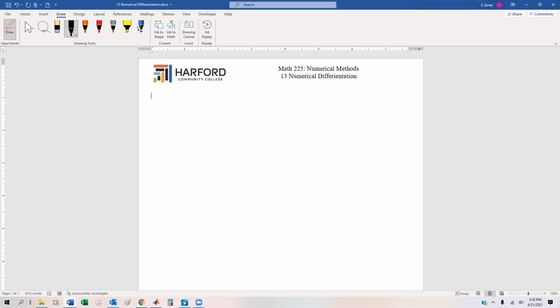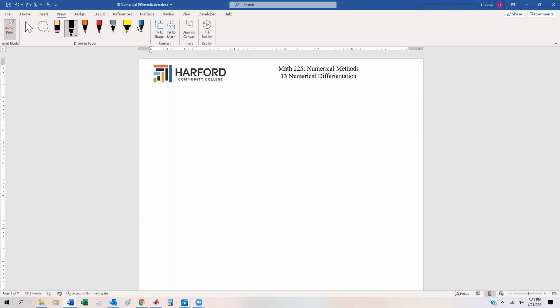In this chapter, we're going to start taking a look at the first of our three types of numerical methods with respect to calculus. We're going to start with numerical differentiation, and then we're going to subsequently look at numerical integration and numerical methods for differential equations.